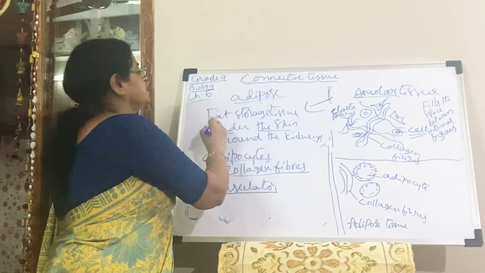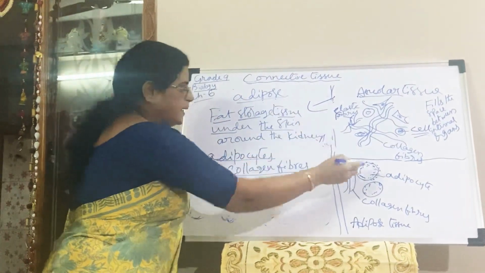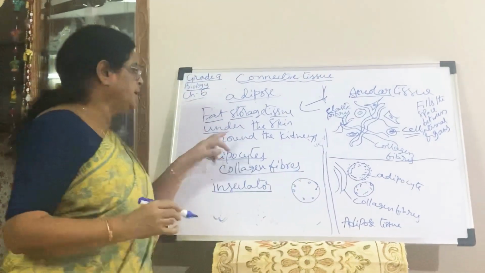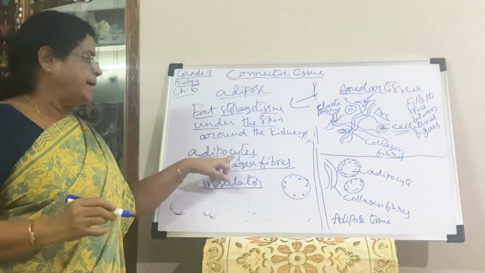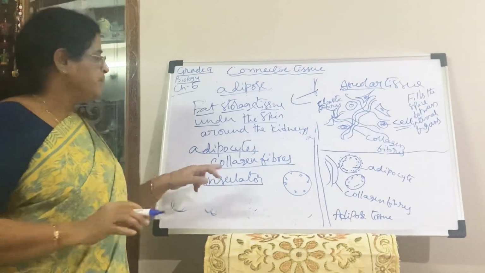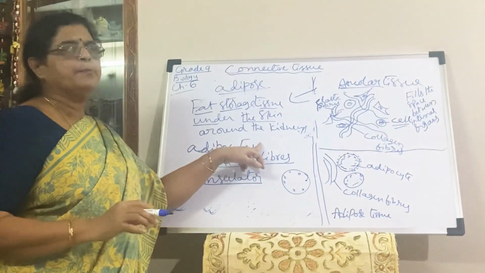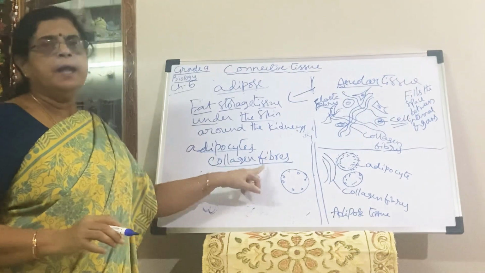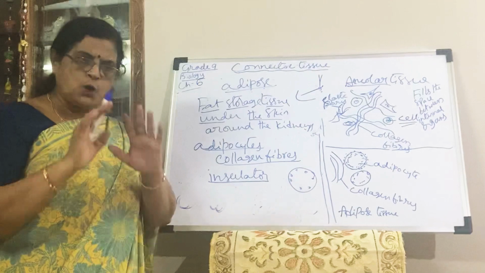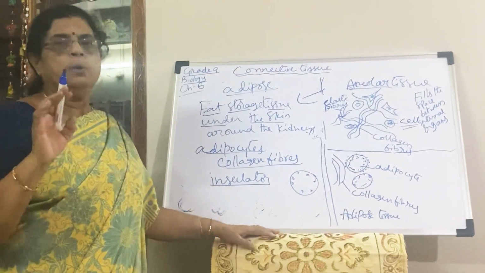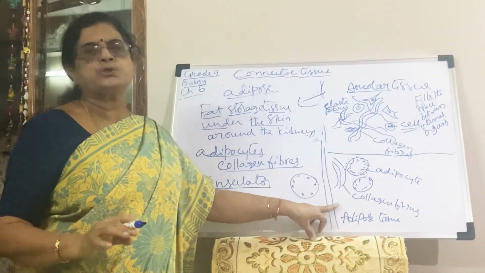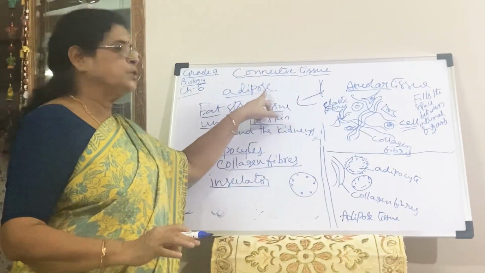Adipose connective tissue is fat storage tissue. Inside the cell, the fat globules are stored. It is present around the kidneys, around the internal organs, and below the skin. It has adipocytes and collagen fibers. Its function is to store the fat globules; the excess fat will be stored, and one more main function is working like an insulator. This is about the fat storing tissue called adipose tissue.